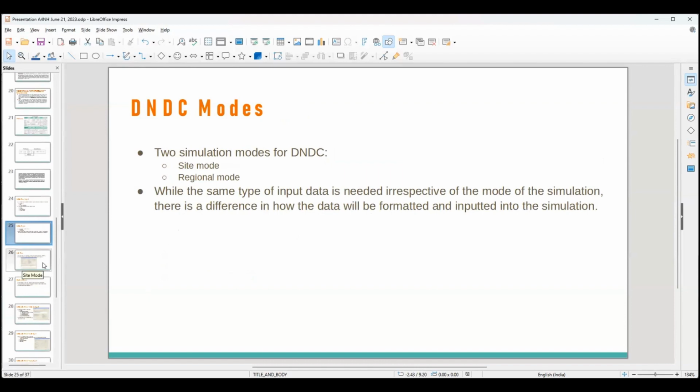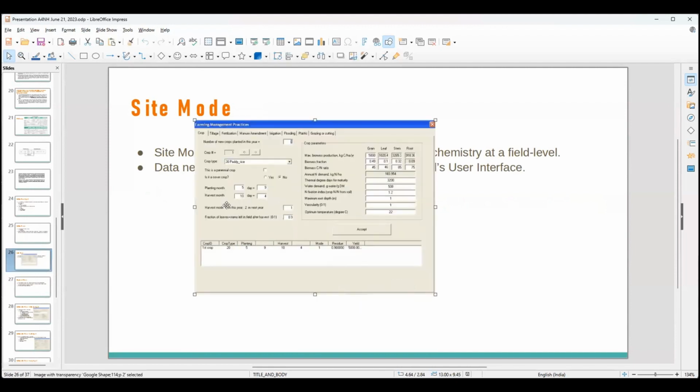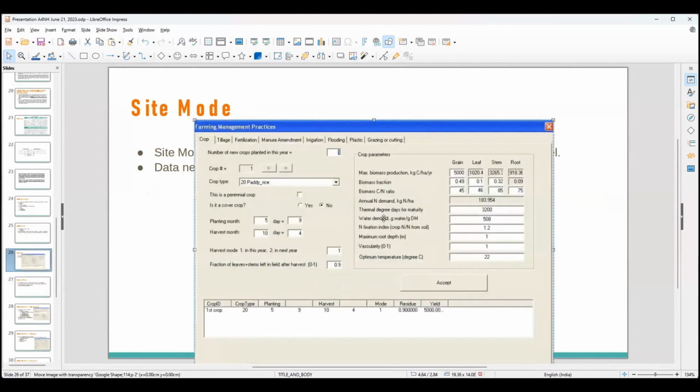And actually, if you walk through the manual, you will see that there are different formatting ways documented in the manual. So you can follow any one of them for different input scenarios. Now, first, the site mode. It is used to simulate carbon, nitrogen, biogeochemistry at a field level. The data needs to be inputted manually through the model's user interface, and this is the screen. This is the snapshot of the screen that you will get to see when you enter the information.